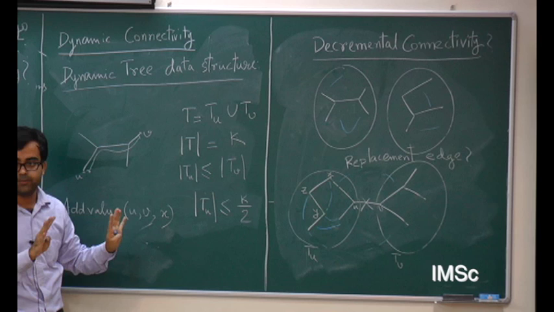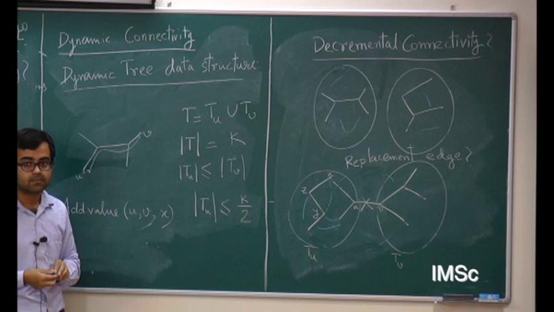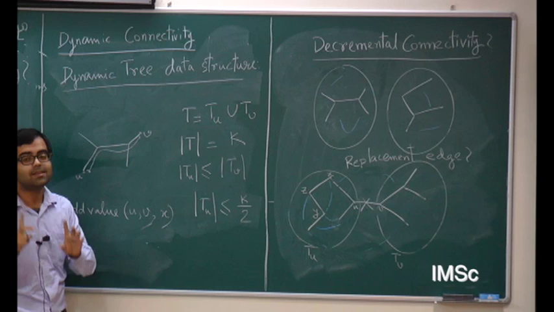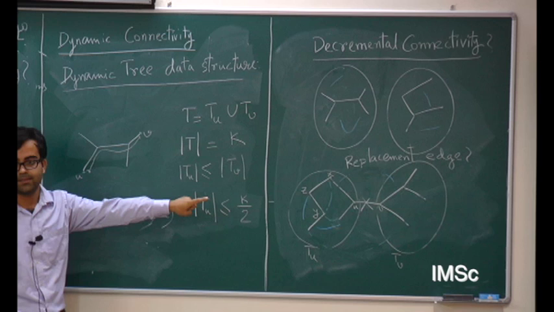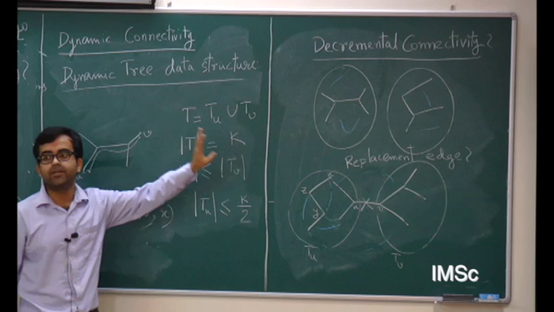Yes? But you are assuming that indeed UV is a tree edge. Yes, exactly. That's why I am saying that I am being hand-wavy here. I am now going to fix that thing. That's a valid objection. But this is the most high-level idea. How are we going to amortize? Any question about this high-level idea?